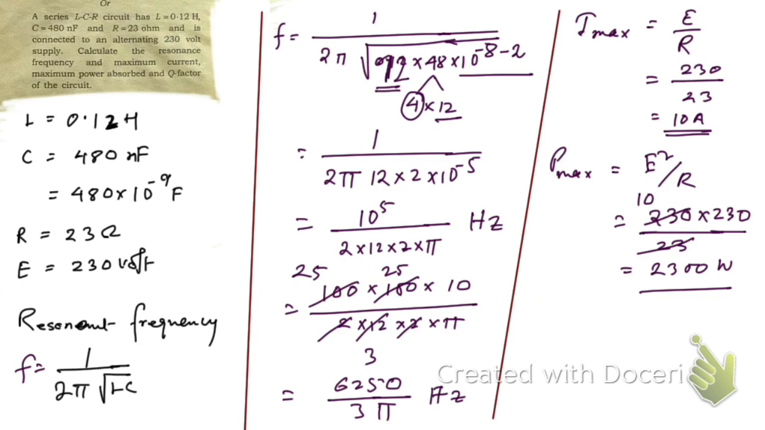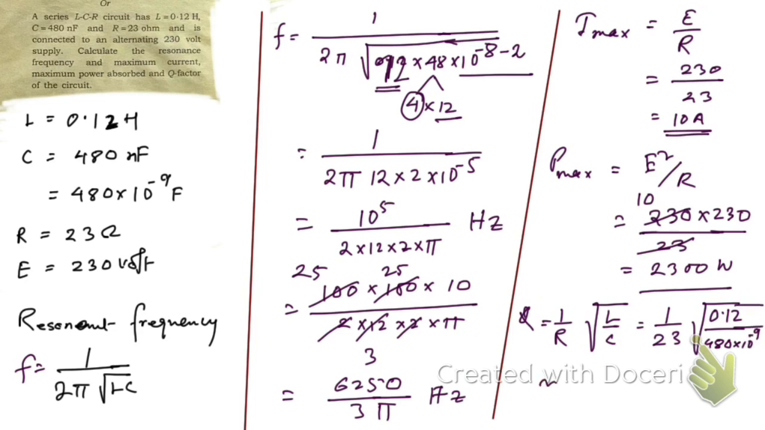Right? So now we need to find the Q factor. Q factor is given by 1 by r, root over L by C. Now let's put the values: r is 23, L is 0.12, and C is 480 into 10 to the power minus 9. If we calculate this, that's going to be approximately 21.74, right? That's how we can solve this.